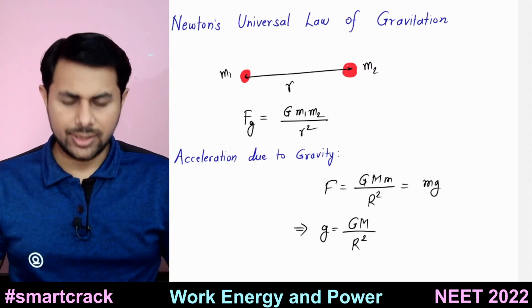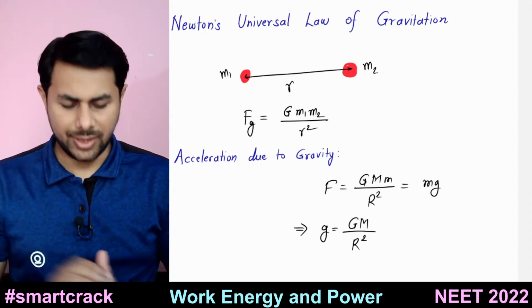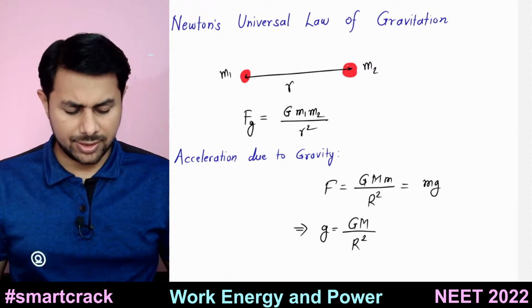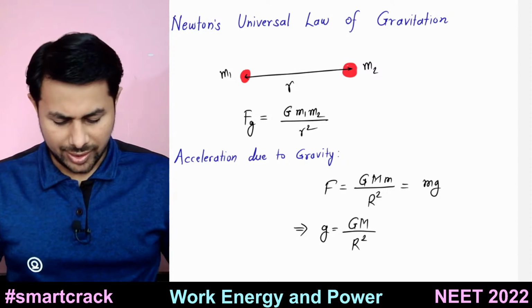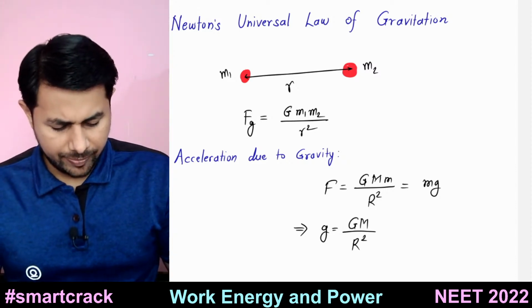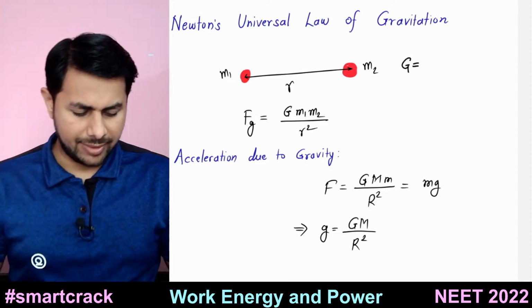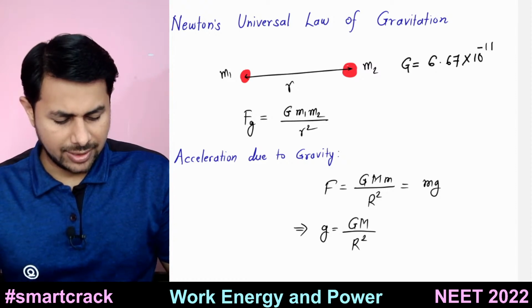Okay, so there is gravitational force of attraction. It is equal to what? G times m1 m2 upon r square. Okay, so this G is known as the universal gravitational constant. Okay, and what is value of G? It is given most of the times in exams. So it is 6.67 into 10 raised to minus 11.